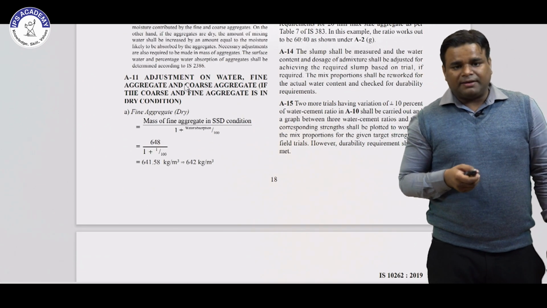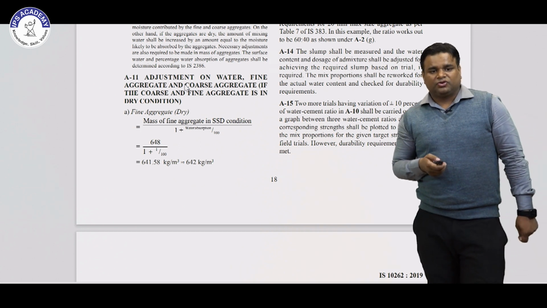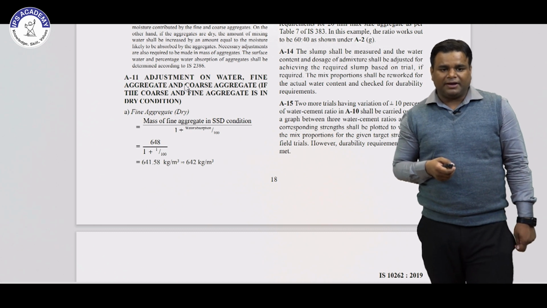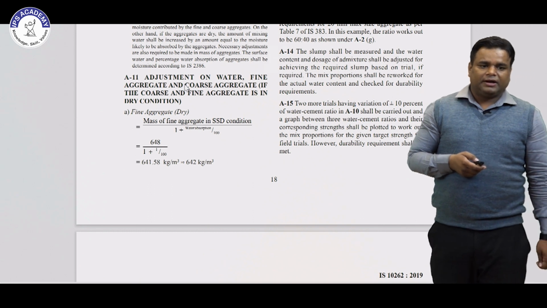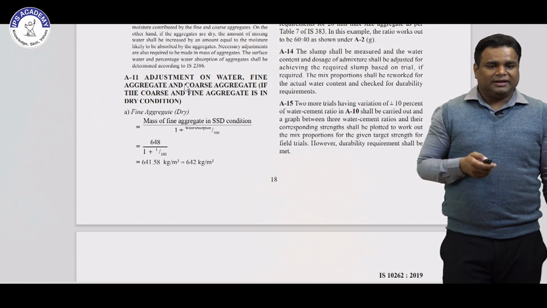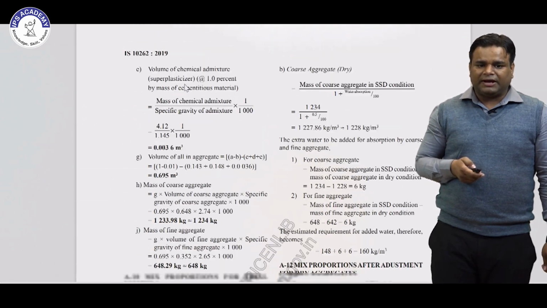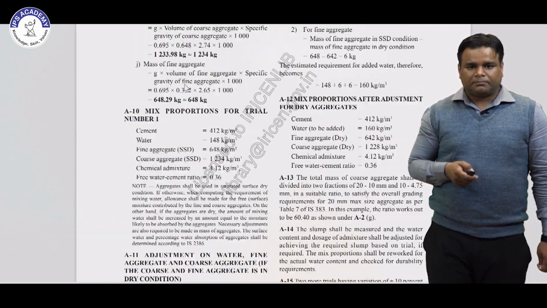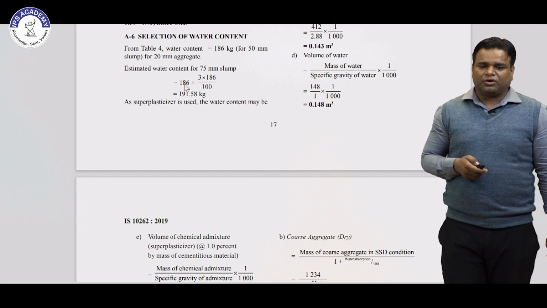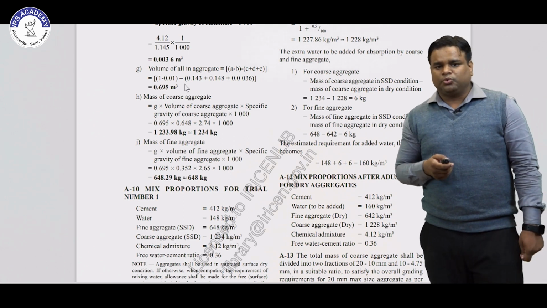But in this section we have to do the adjustment of water in fine aggregate and coarse aggregate for the dry condition. For the dry condition, the mass of fine aggregate in saturated condition is divided by 1 plus water absorption divided by 100. So the mass of fine aggregate in saturated condition is 648 divided by 1 plus water absorption, which is 1% for fine aggregate. Then we have to do the correction in the coarse aggregate also. The mass of coarse aggregate in saturated condition is divided by 1 plus water absorption divided by 100. We have seen 0.5 water absorption. After that calculation we get 1228 kg per meter cube.